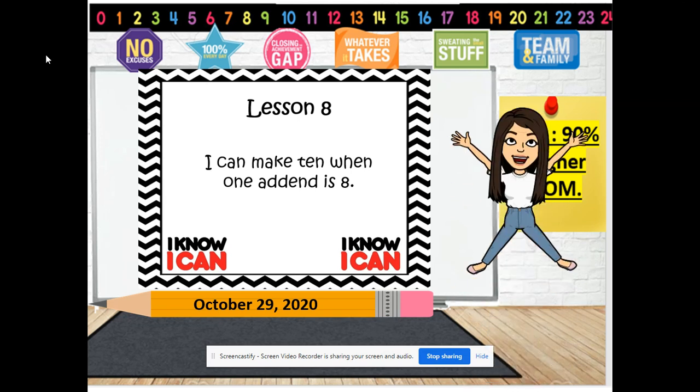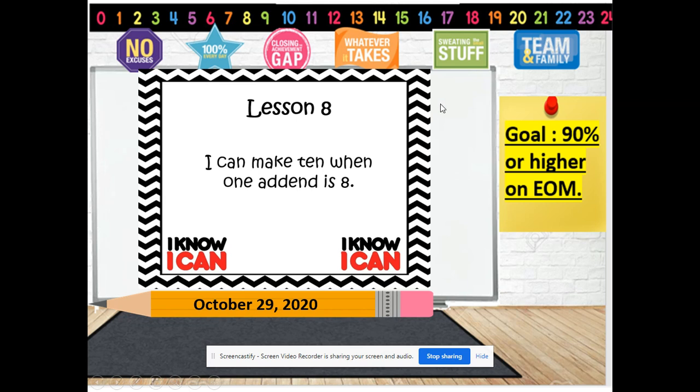It's Eureka time. Our goal is to get a 90 or higher on end of module. Today we're doing lesson 8 and our objective is the same one from yesterday. It says I can make 10 when one addend is 8. So we're still going to continue to practice today making 10 when one of the addends is 8.